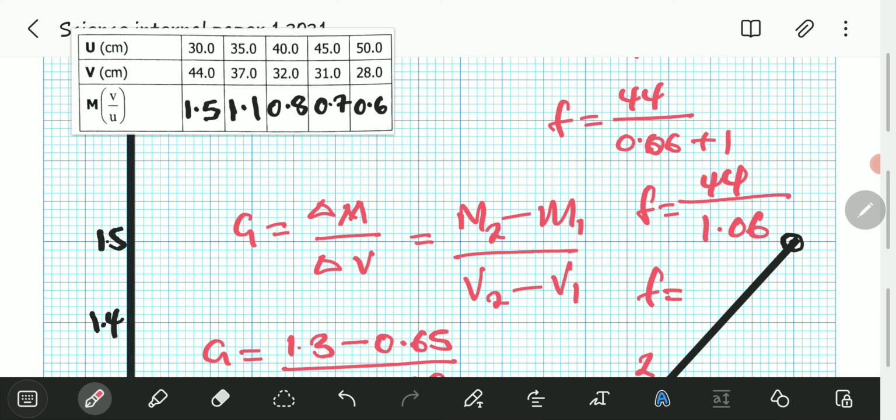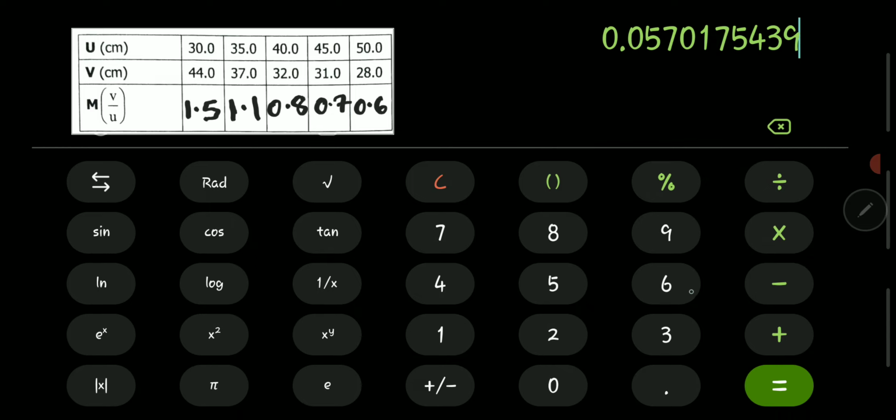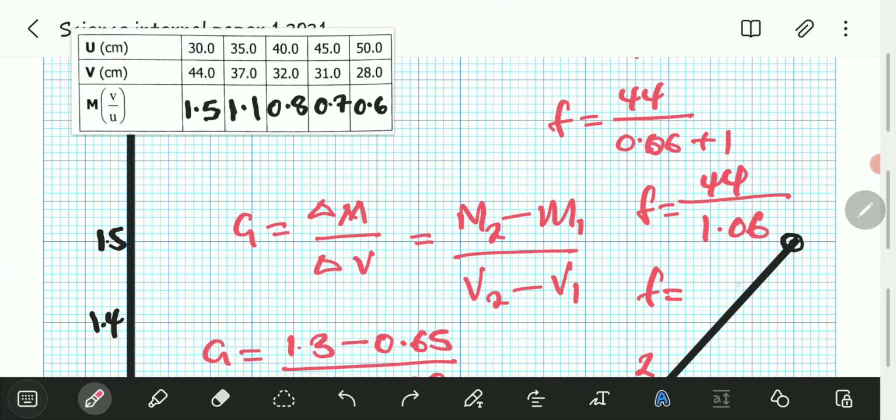So f is equal to 44 divided by 1.06, which is 41.5. So f is 41.5 centimeters.